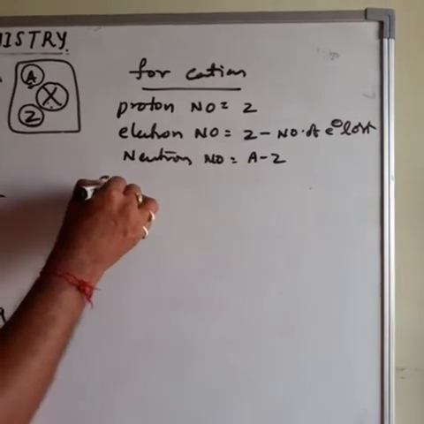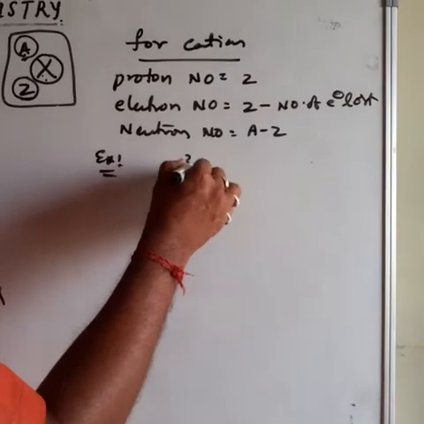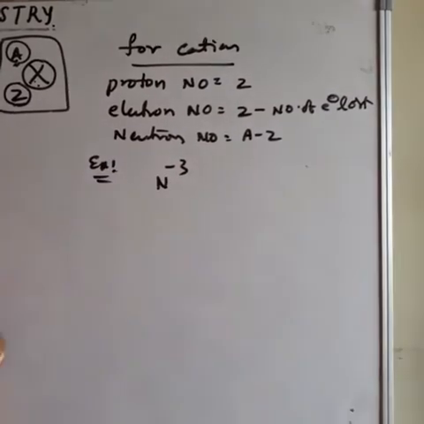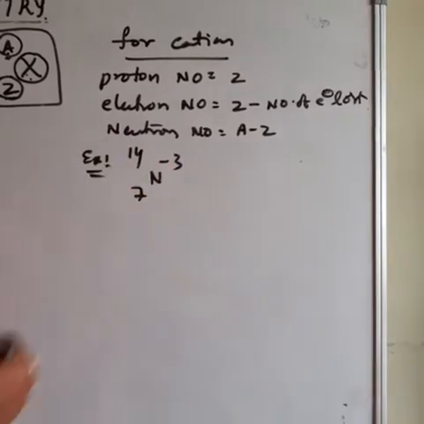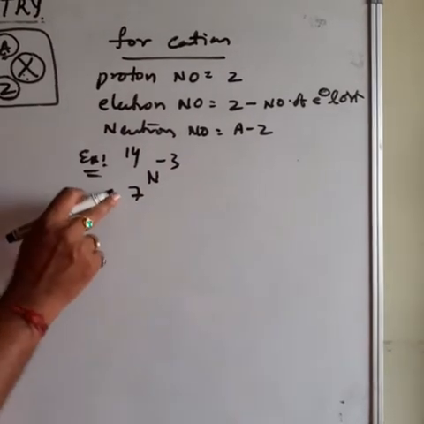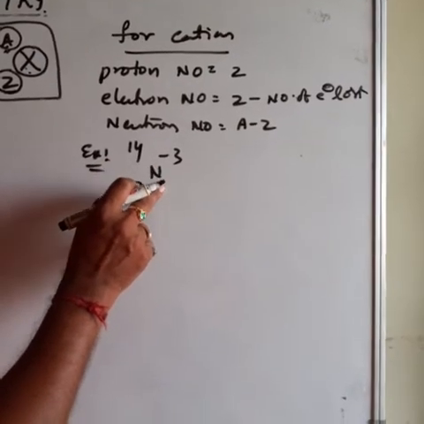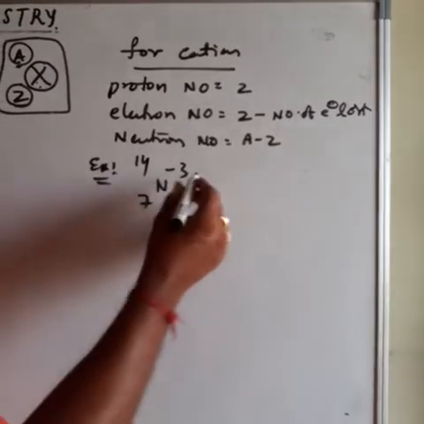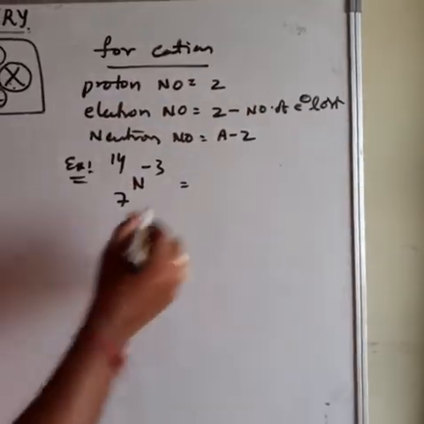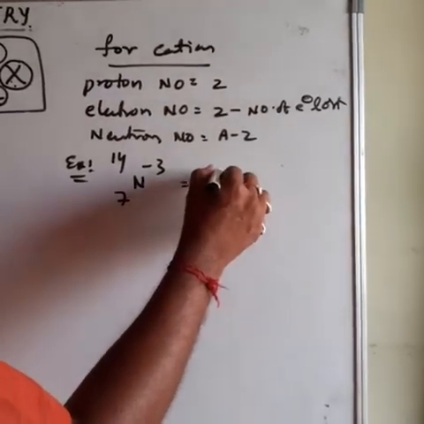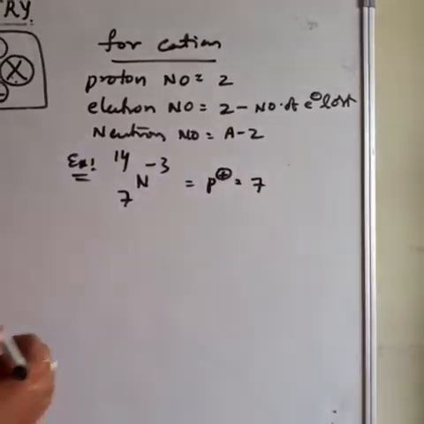Then see one example. For example, the nitride ion. This question has come many times in examinations. Nitride: atomic number 7, mass number 14. How many electrons, protons, and neutrons are present in the nitride ion? The number of protons is equal to Z, the atomic number, 7. So the proton number is 7.